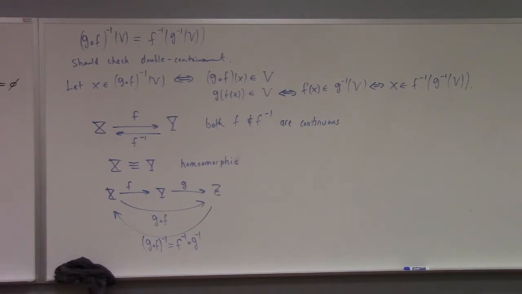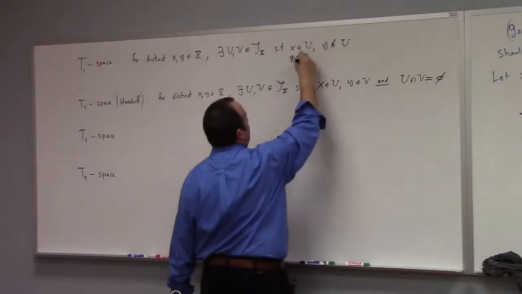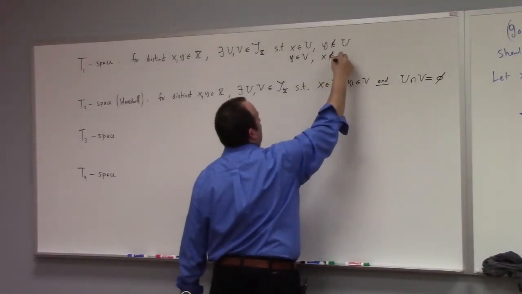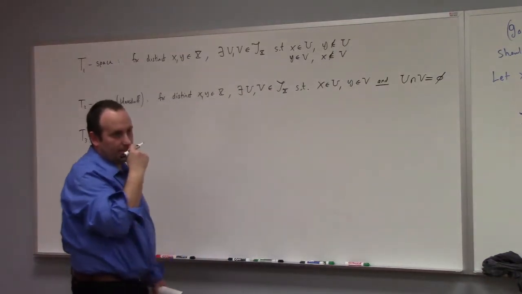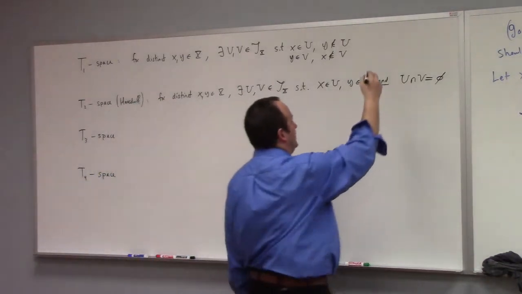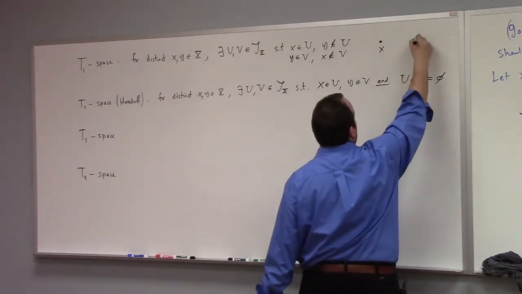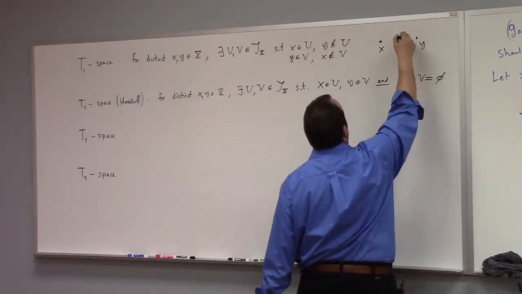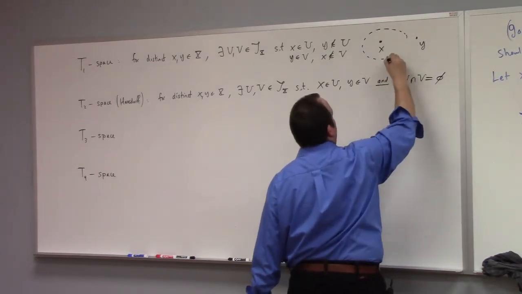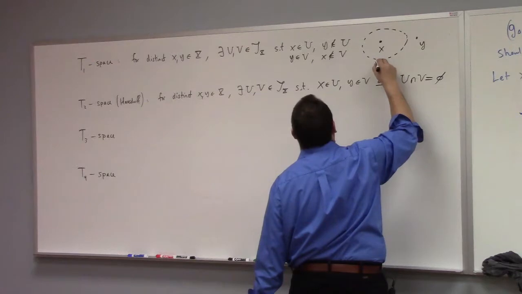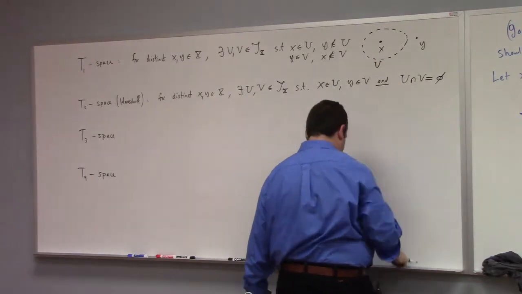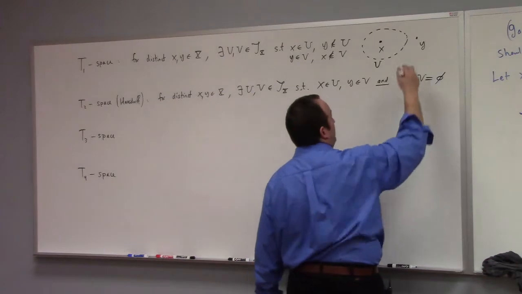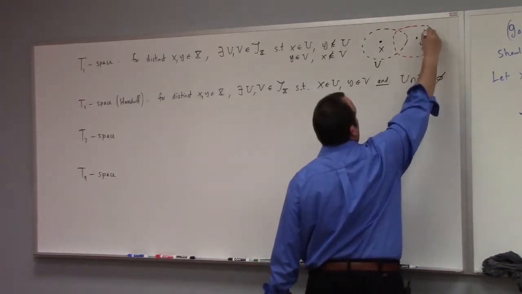What's the importance of V in the T1 space? You don't need it. I mean, there's also, let's say, Y is in V and X is not an element of V. But the picture may be something like this. Here's X. Here's Y. Here's, in my language, U. And then here's V.